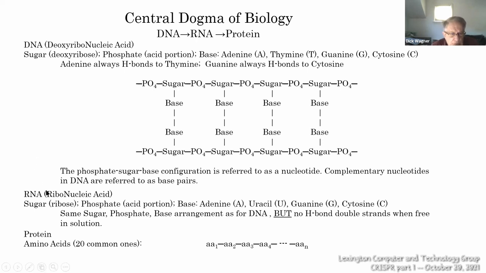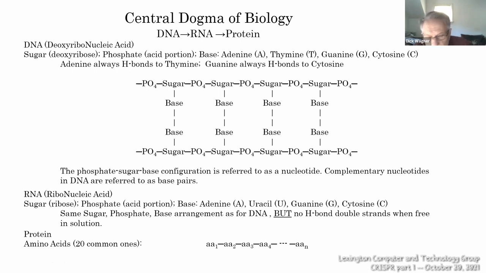RNA stands for ribonucleic acid. The sugar here is ribose. It's a different sugar. The phosphate's the same, and it has four bases: adenine, guanine, cytosine, but here it has uracil instead of thymine. So you don't find thymine in RNA, you only find uracil. You don't find uracil in DNA, you only find it in RNA. The polymer as RNA is usually found in solution as a single strand.